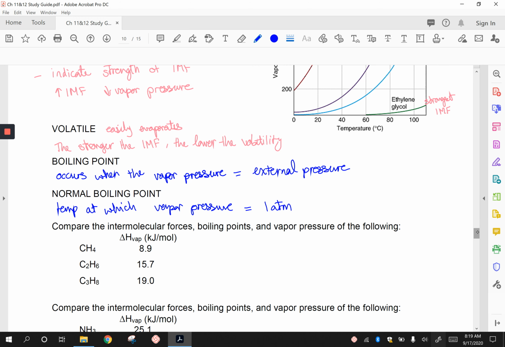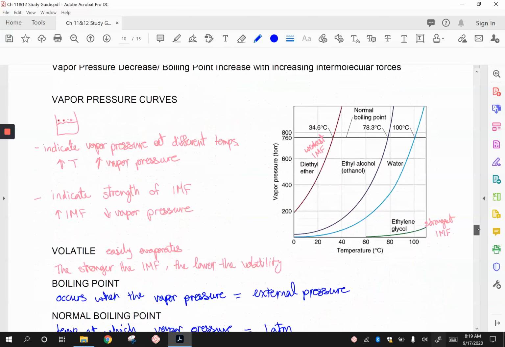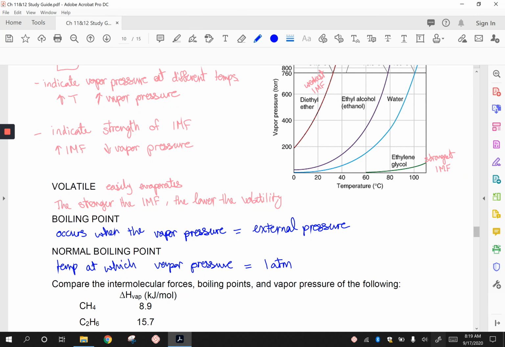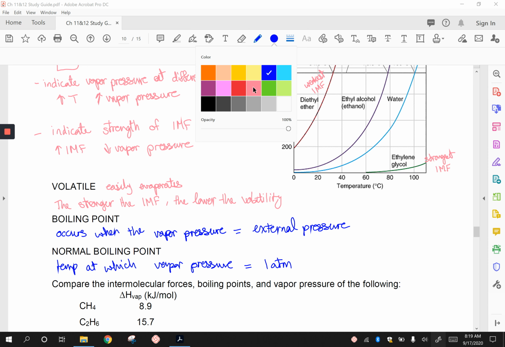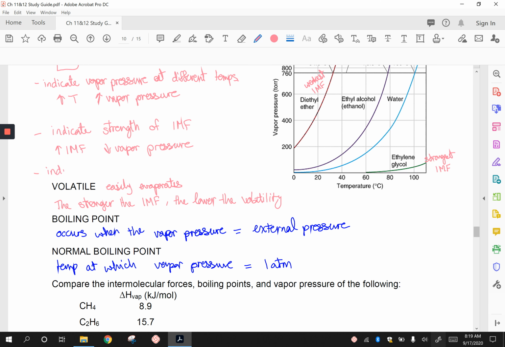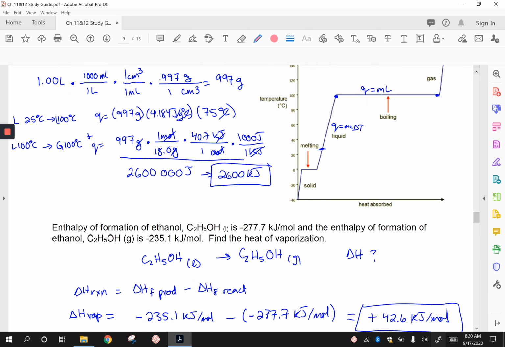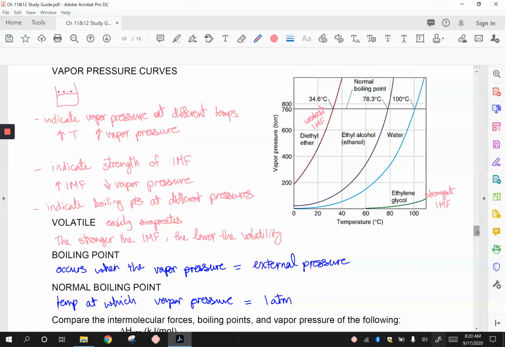So your vapor pressure curves also indicate boiling points. I guess we could add that on here. Indicate boiling points at different pressures. So basically what we're saying is the liquid will boil when the vapor pressure is equal to the external pressure.